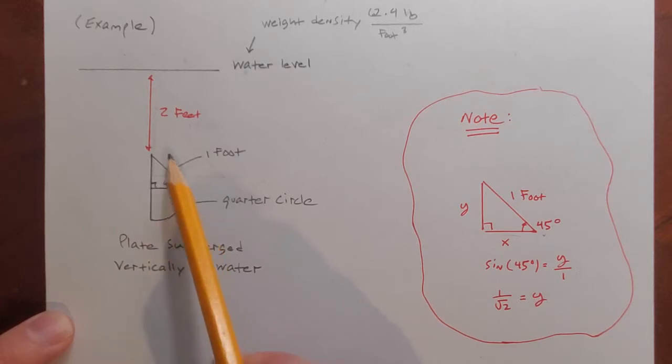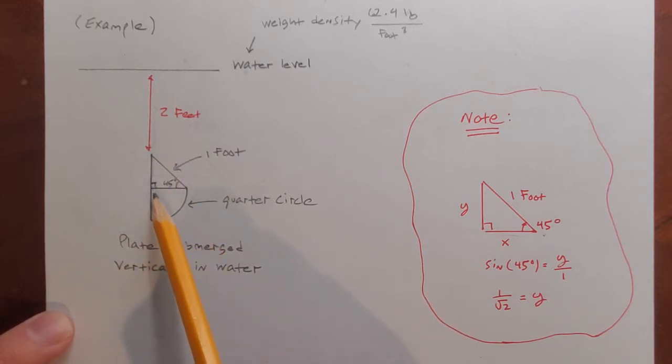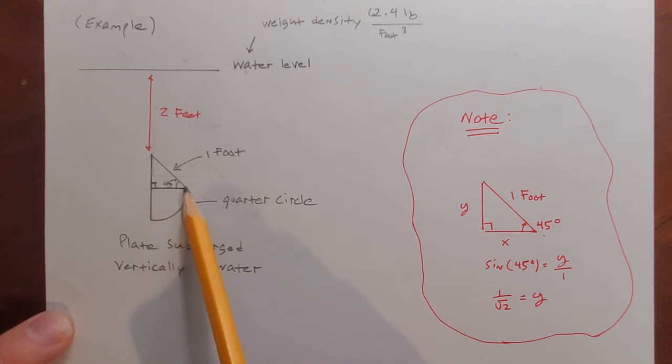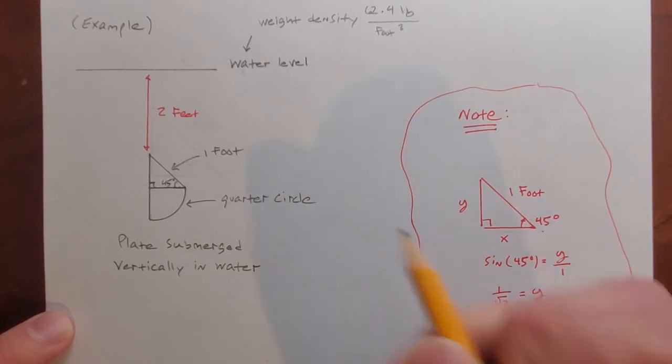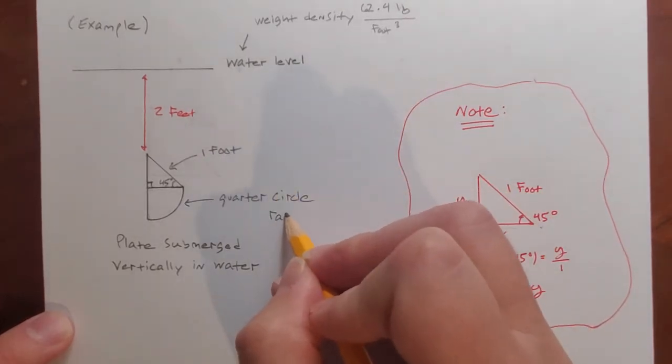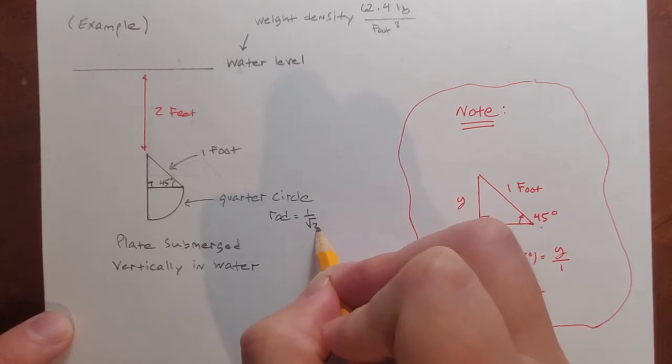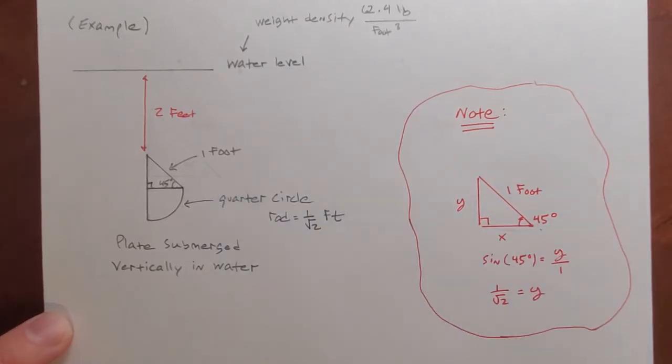This is a quarter of a circle, right? That would be the center right there, and this would be the radius. Now, I just figured out this number. The base of that triangle is 1/√2. So that quarter circle is a quarter of a circle that has a radius of 1/√2 feet, okay?